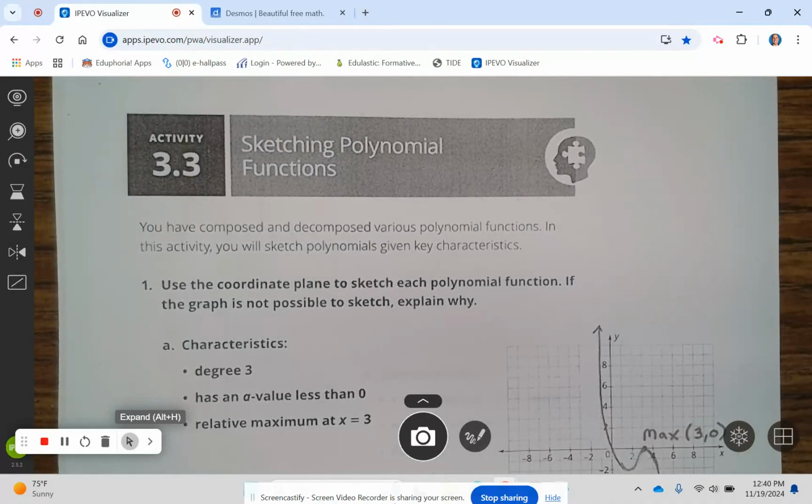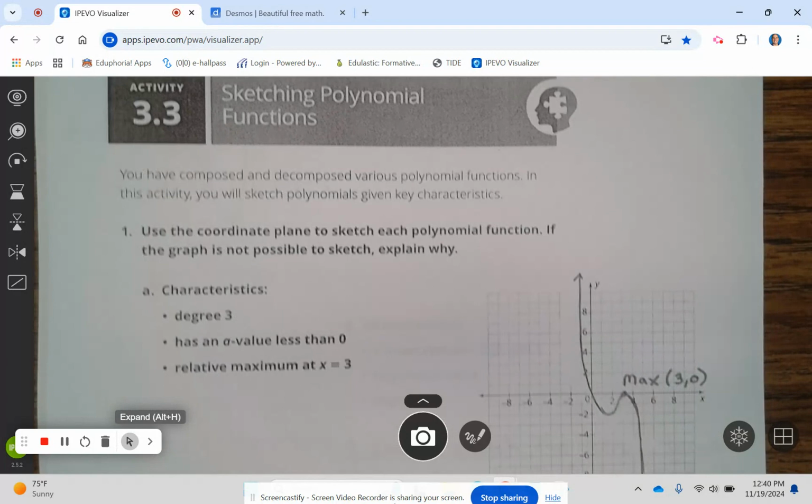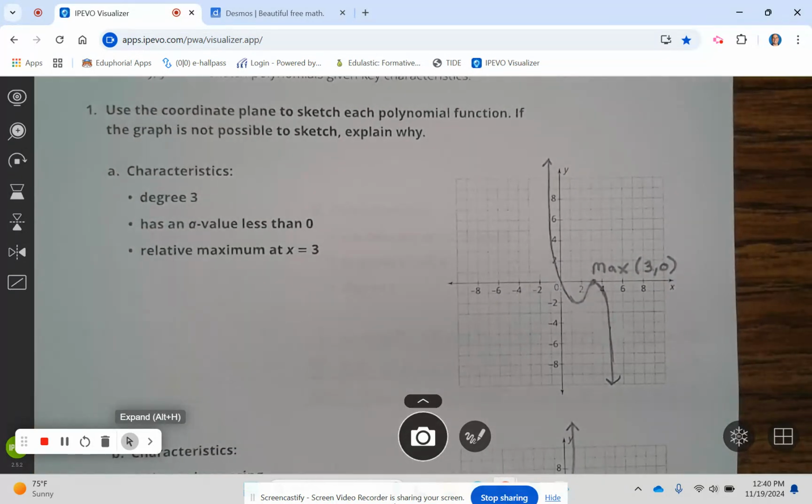Activity 3.3, sketching a polynomial function. You have composed and decomposed various polynomial functions in this activity. You will sketch a polynomial given key characteristics. 1. Use the coordinate plane to sketch each polynomial function. If the graph is not possible to sketch, explain why.